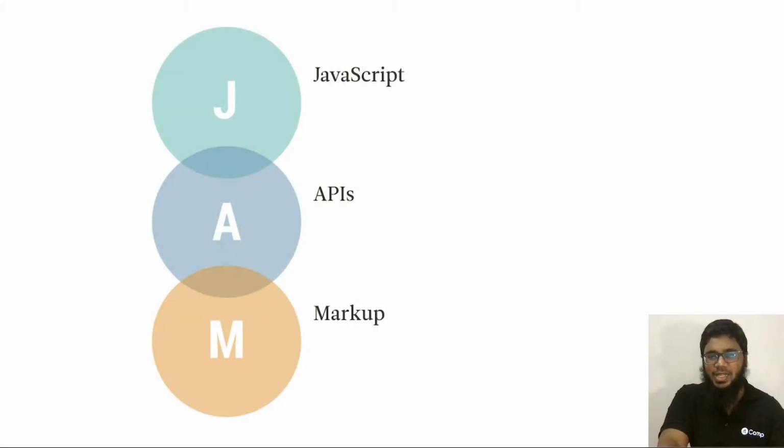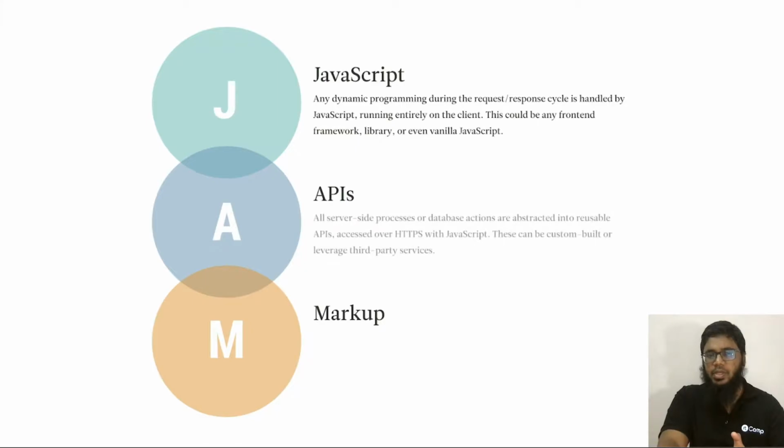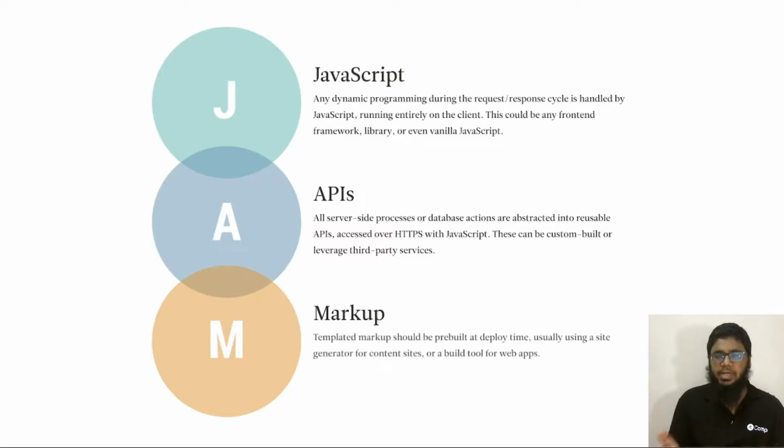Let's talk a little bit about Jamstack sites. Jam stands for JavaScript, APIs, and markup. JavaScript because JavaScript is a language that is used for any dynamic programming. There is no PHP or ASP.NET that renders the markup. The APIs because JavaScript is used to communicate to server-side processes through APIs. And all the markup is pre-rendered at deploy time using templates.